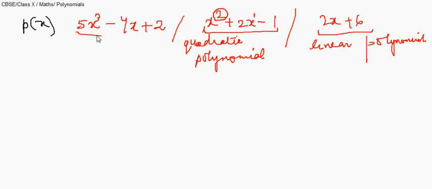Then comes the cubic polynomial, the polynomial with power 3. This is a cubic polynomial. So by the degree of the polynomial, I have segregated the names of the polynomials as cubic, quadratic and linear.